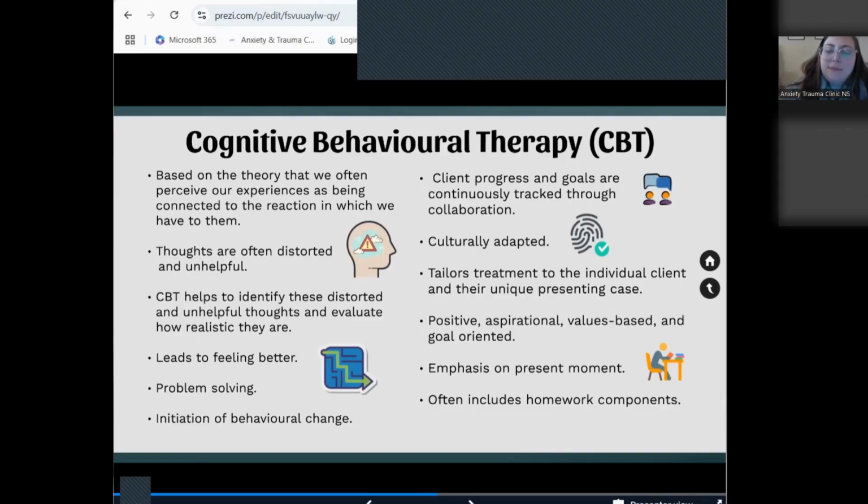CBT stresses collaboration and active participation. So, of course, showing up to therapy, but also actively participating in the activities that are going on or the homework that is given, as we'll discuss shortly. CBT also emphasizes the positive. It has a fairly positive, aspirational, values-based, goal-oriented view to it. It very much emphasizes living in the present moment versus the past or future. And it also includes action plans or therapy homework all of the time.